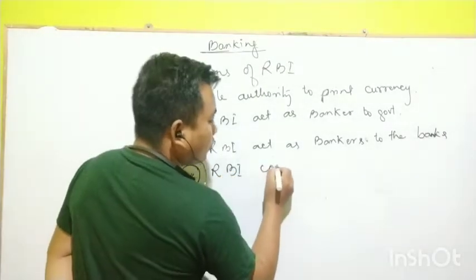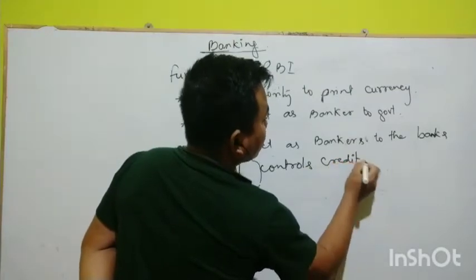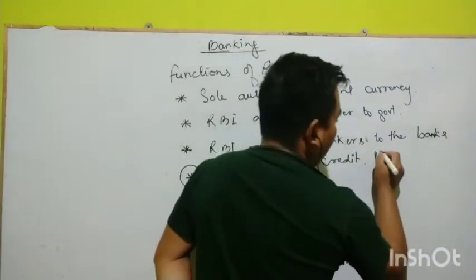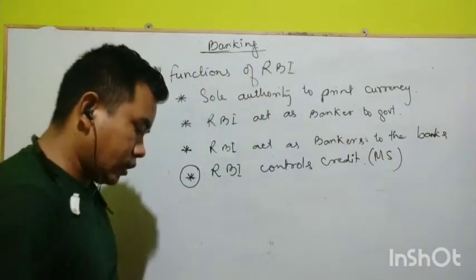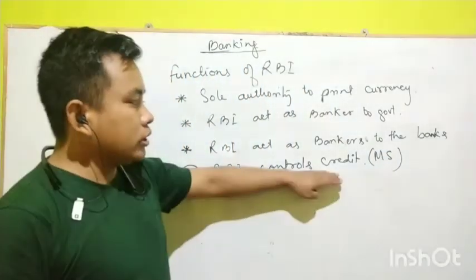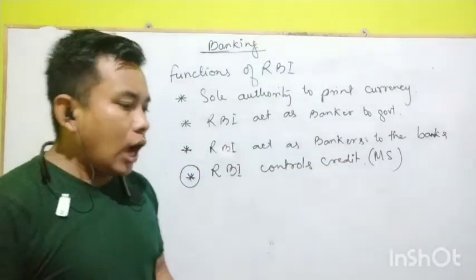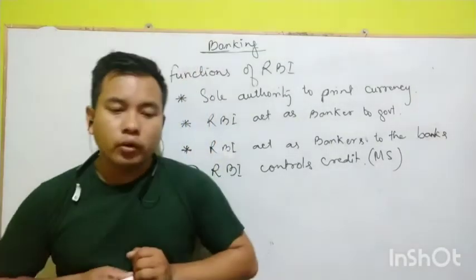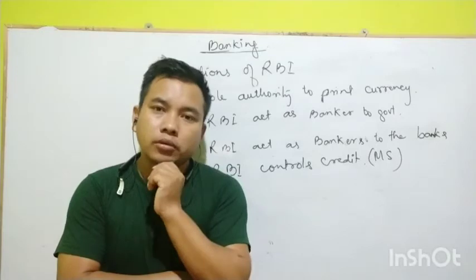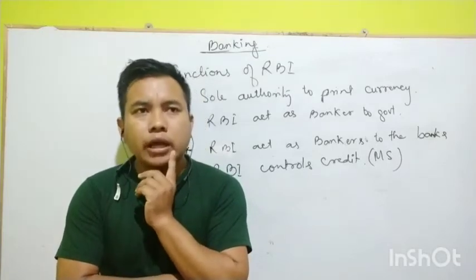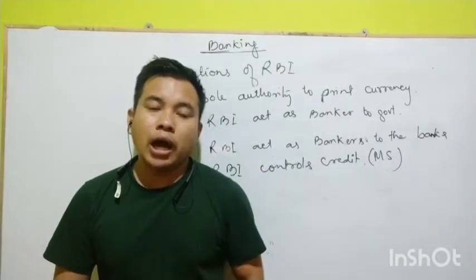RBI's last function for us is that RBI controls credit. Credit simply means money supply, MS. RBI controls the money supply. All the discussion for today and tomorrow will be on this control of credit. RBI is responsible for the control of credit. Whether the money supply in India is increased or decreased is in RBI's hands.